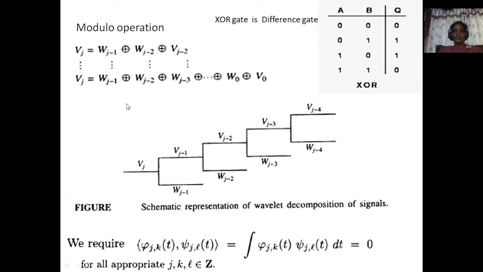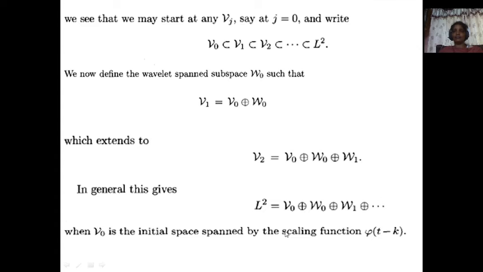We will see this expression one more time later. For the time being, we are presenting this to understand that the orthogonal complement of Vj-1 will be denoted as Wj-1. We require, as we already said, that Vj-1 and Wj-1 be orthogonal, or that the inner product of the scaling function and wavelet function be 0. That means they are orthogonal to each other.